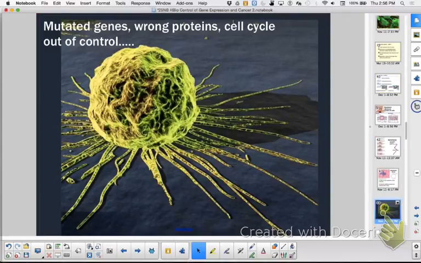So why is that? Their DNA is messed up. If their DNA is mutated, then their mRNA is incorrect. And if their mRNA is incorrect, their proteins and cell signaling is incorrect.